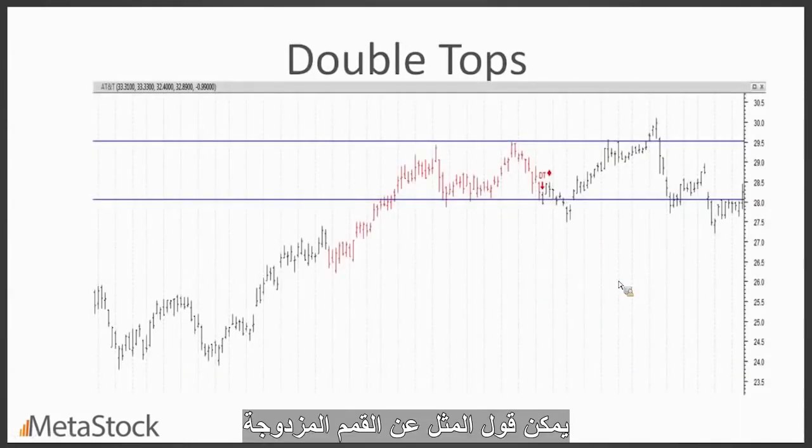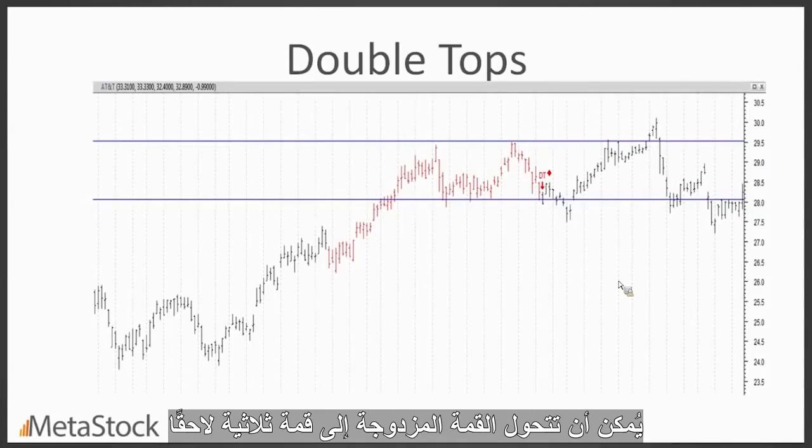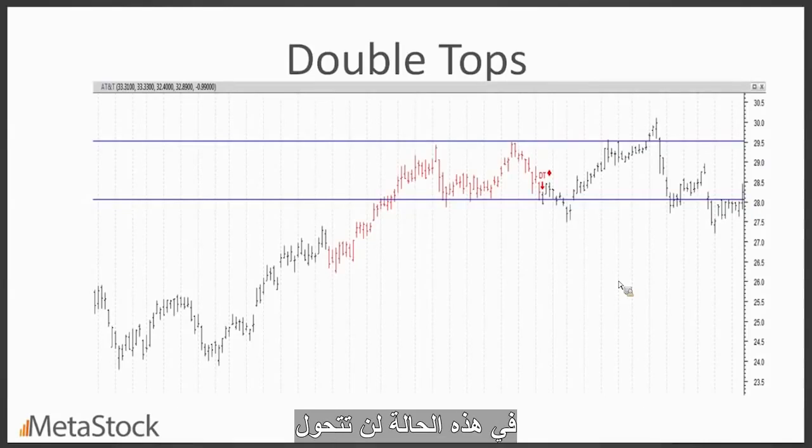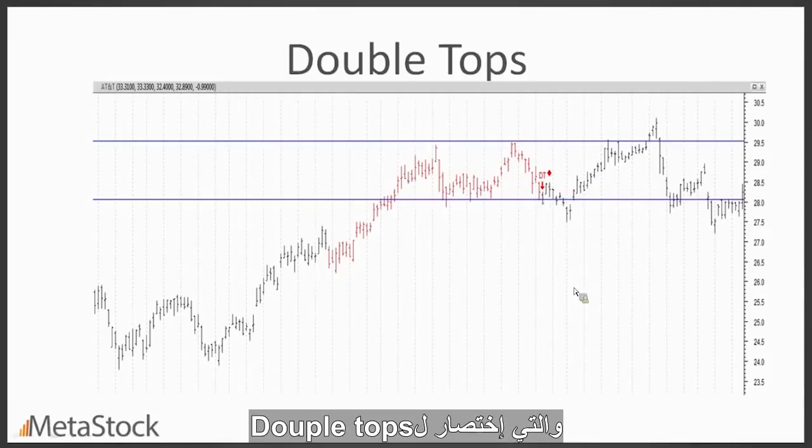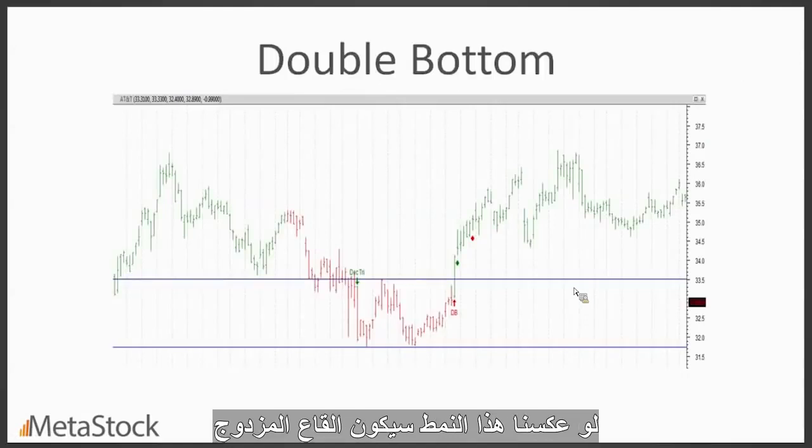Now the same can be said for double tops. With the double top, you're going to see something very, very familiar. A double top can turn into a triple top later on down the road. In this case, it did not. We do have, again, an upward trend, and then our confirmation signal, which is the diamond, right next to the DT, as you can see, for double top. If we reverse this pattern, it's a double bottom, and again, it is indicative of a reversal.